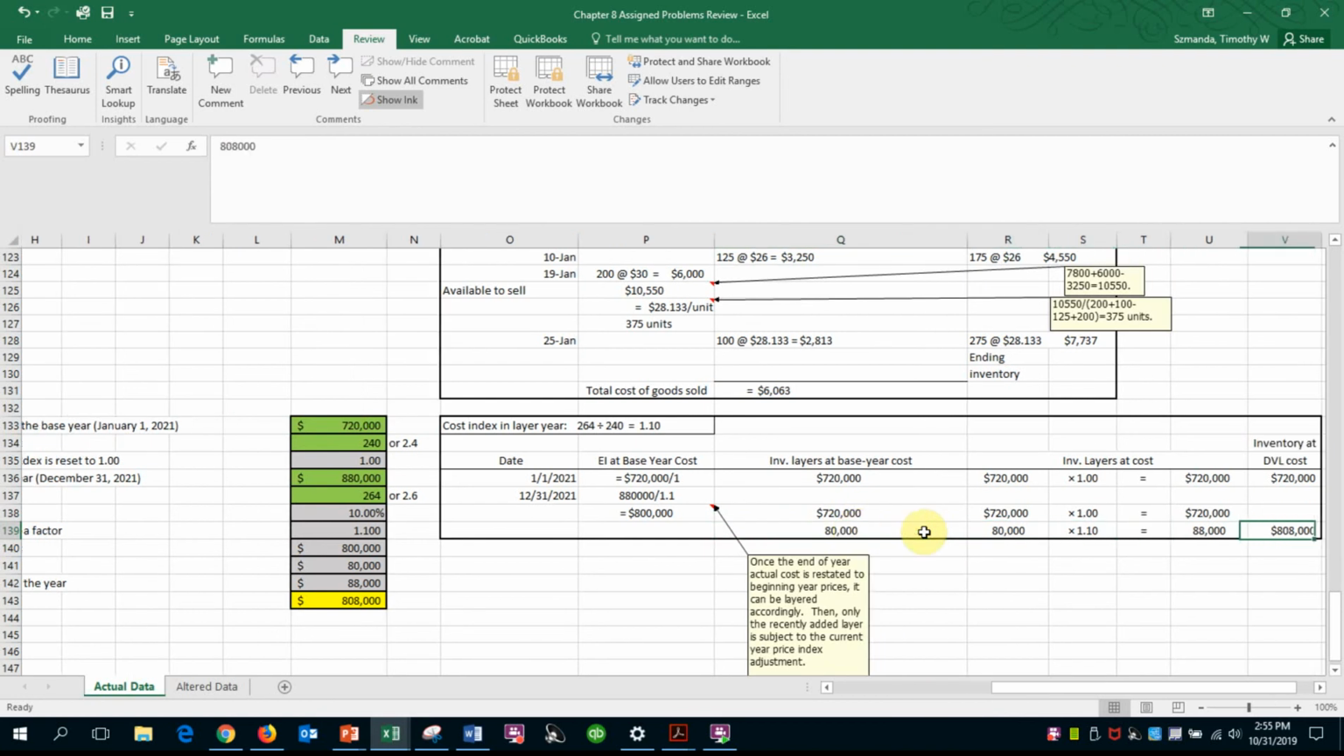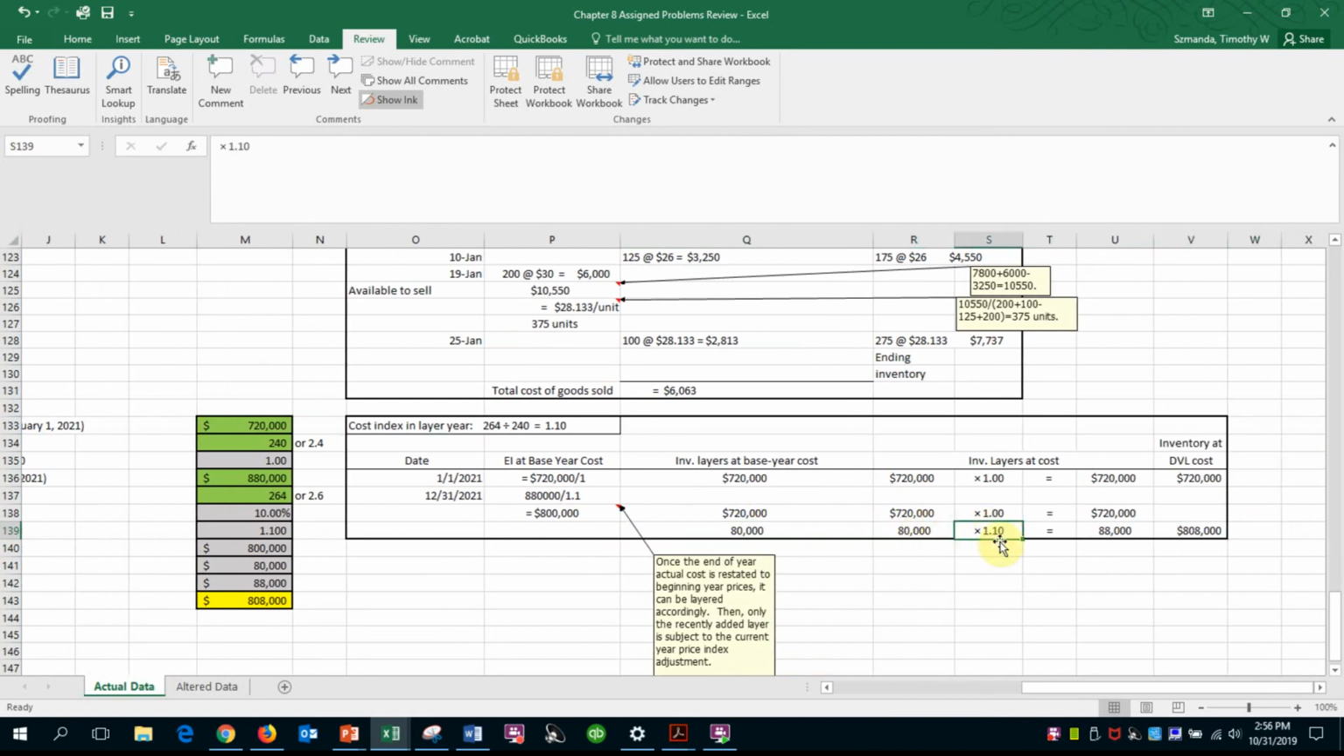Here's the change then. We're going to only apply this inflation during the year to the new layer. In other words, the new layer and only the new layer will be affected by inflation this year. The base year amount, the 720 of this 800,000, will not be affected by inflation. Therefore, we have an end of year inventory value, dollar value LIFO cost of $808,000, which is the addition of 720 plus 88,000. And that then is our inventory at dollar value LIFO cost.